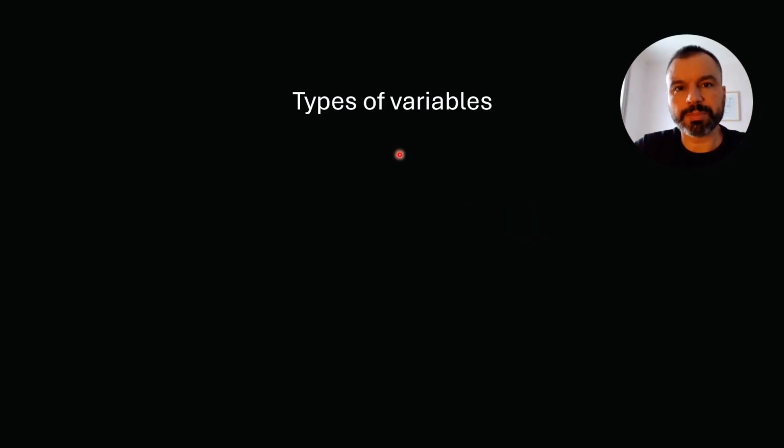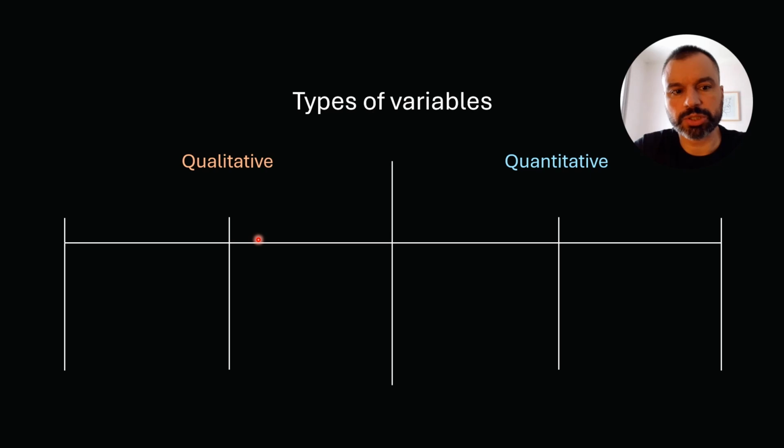There are two main types of variables, qualitative and quantitative variables. Qualitative variables are usually textual data, categorical data. That's why we can also call these variables categorical variables. Quantitative variables are numeric values, numbers. Both of these two main types of variables can be further divided into two subcategories each.